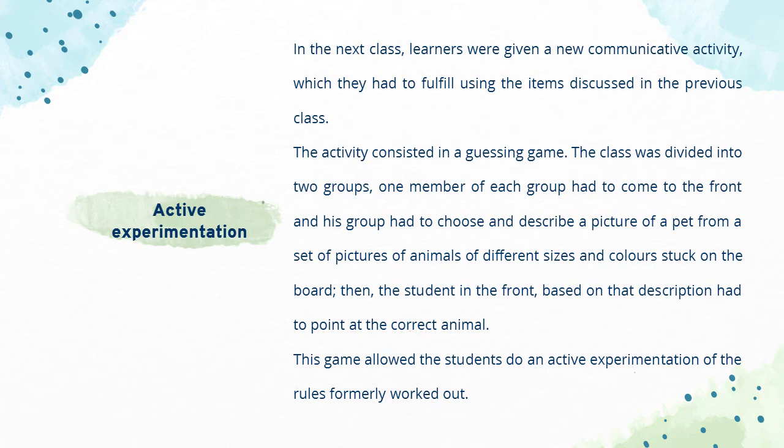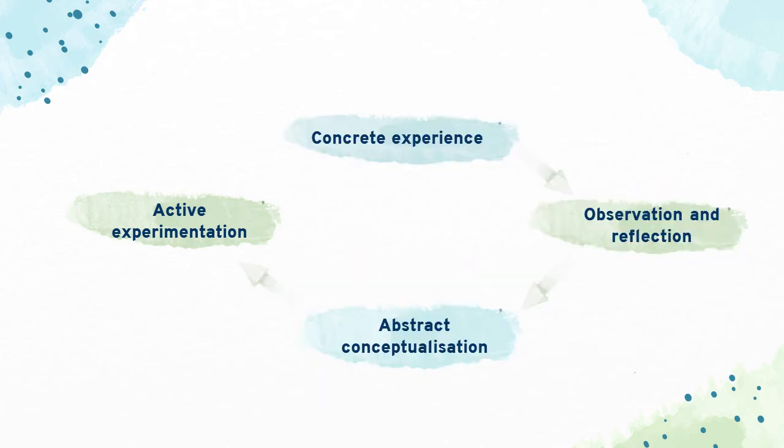The class was divided into two groups. One member of each group had to come to the front, and his group had to choose and describe a picture of a pet from a set of pictures of animals of different sizes and colors stacked on the board. Then the student in the front, based on that description, had to point at the correct animal. This game allowed the students to do an active experimentation of the rules formally worked out.